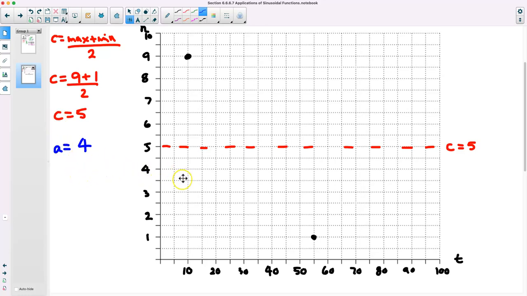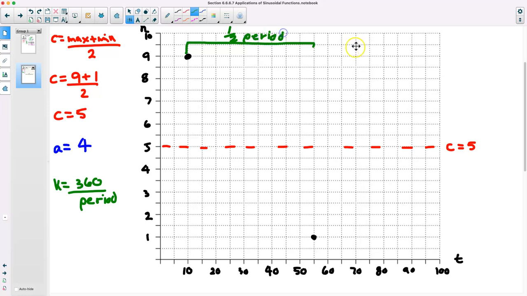Okay, so the next thing that we're going to try to find is the period. Remember, the K value is 360 over the period. In this case, we were only given a maximum and a minimum. But this right here will represent half the period.